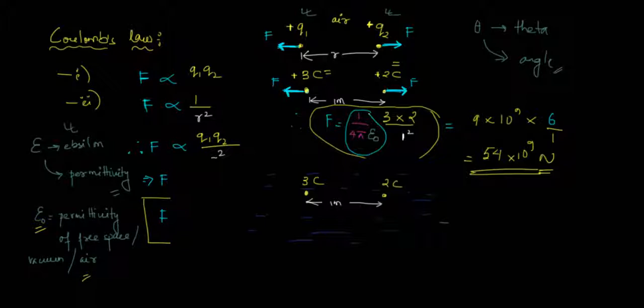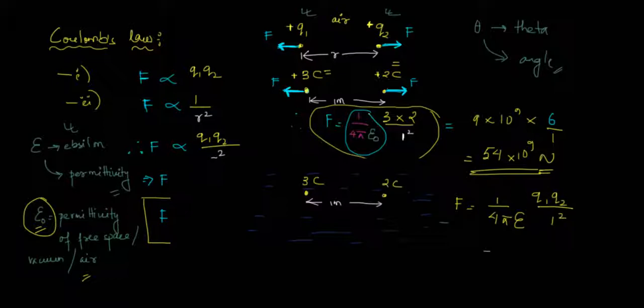But the formula is almost the same. The force between the two charges, F is equal to 1 by 4 pi epsilon. Don't use the symbol epsilon naught. For any other medium, it could be water, it could be alcohol, it could be honey, use the symbol epsilon, not epsilon naught. 1 by 4 pi epsilon naught is the same, q1 q2 by r square.